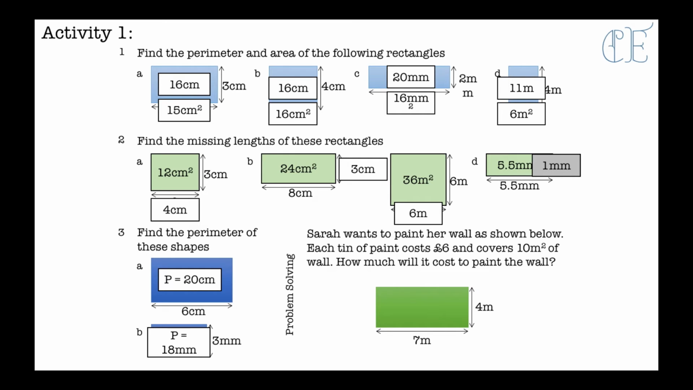And finally, a problem-solving question. Sarah wants to paint her wall as shown below. Each tin of paint costs £6 and covers 10 metres squared of the wall. How much will it cost to paint the wall? Well, first of all, it's a little bit tricky, so you would do 4 times 7 to give you the area, which is 28 metres squared. Then you would just divide that by 10, which would give you 2.8 tins, which is 3 tins really, you can't have 2.8 tins. And 3 tins times £6 is £18. So if you got £18, that's great.